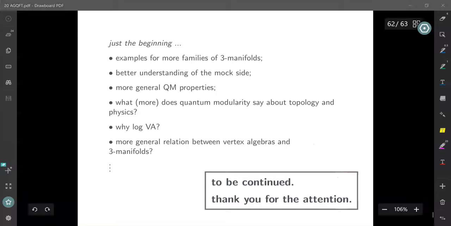Maybe I should preempt a few questions if it's okay. In this connection with VOAs, log VOAs: maybe I'm getting something confused, but there are well-known connections between some VOAs and topological invariants of three manifolds, right? Where you have these modular categories. Yeah, that's right. So your thing here is supposed to extend this in some way?